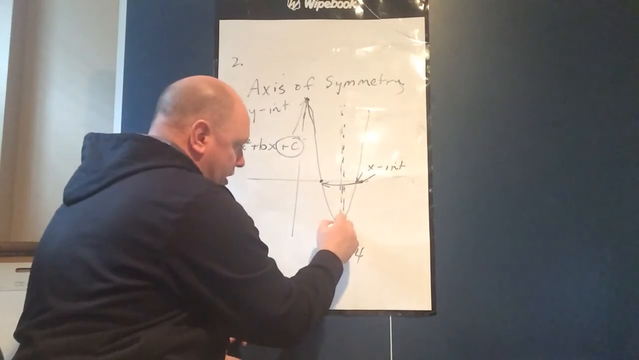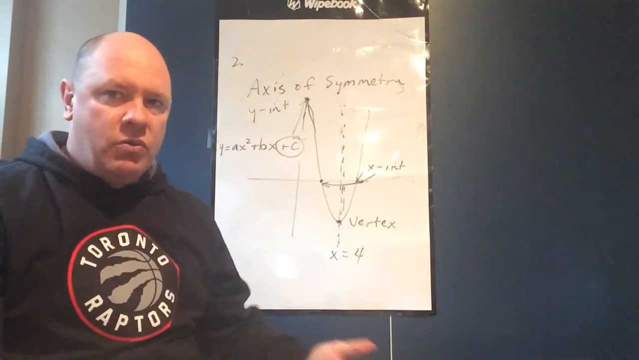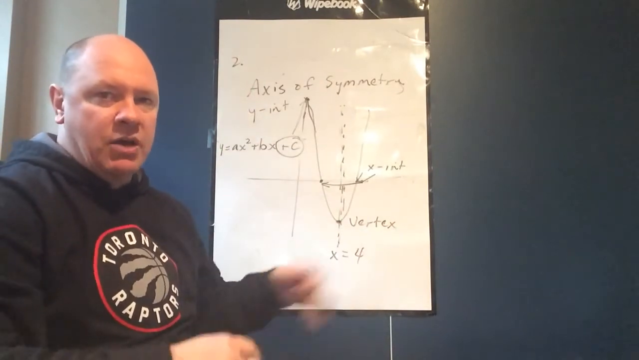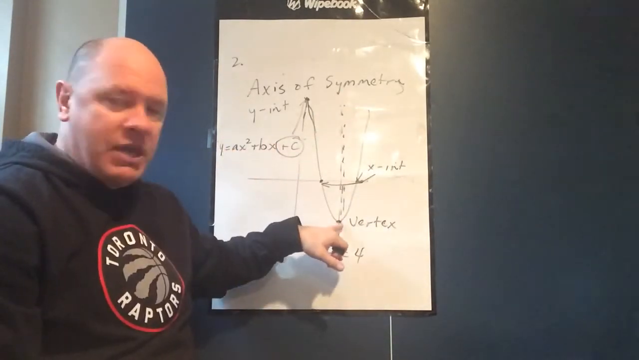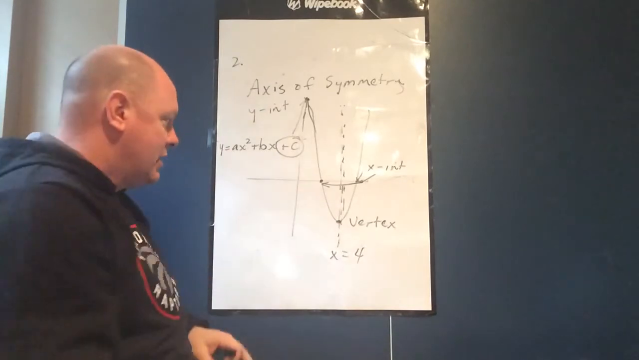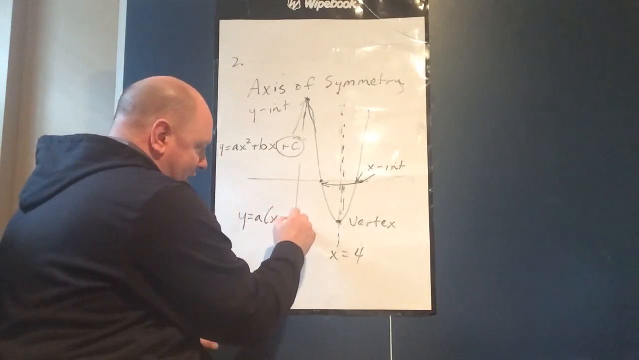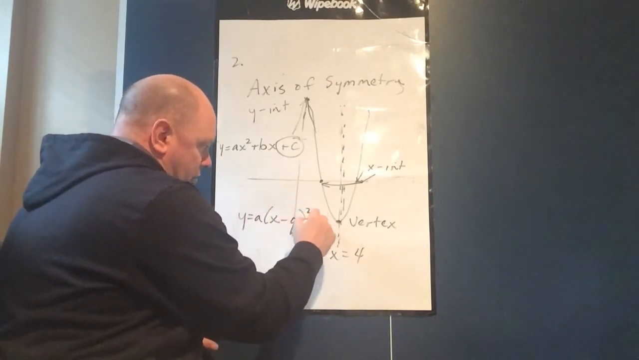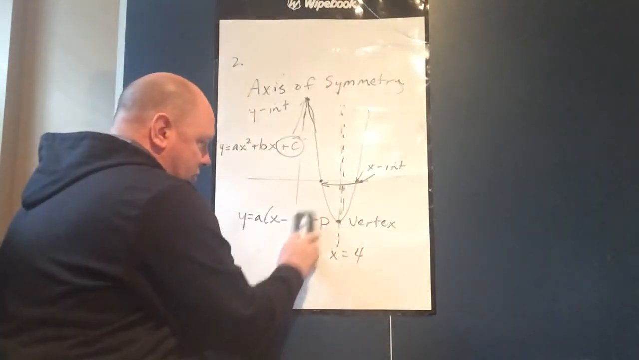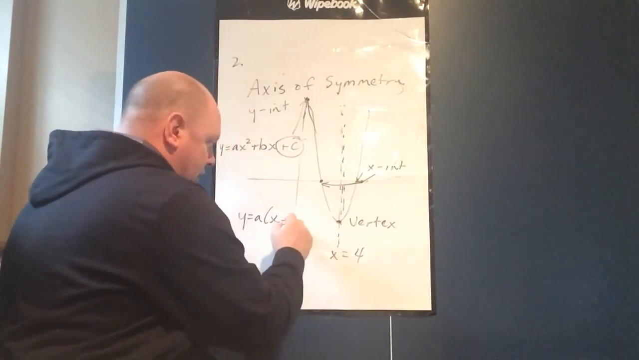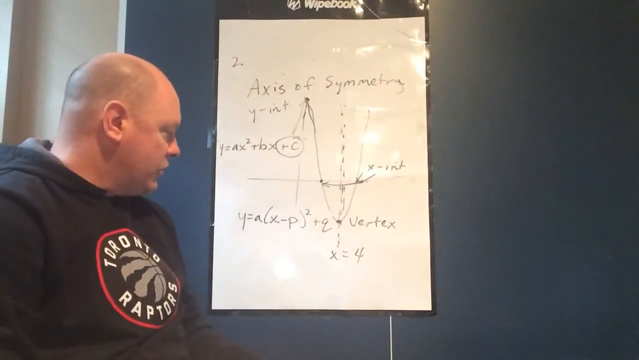Our last one that we're going to talk about is the vertex. The vertex can be your min value or your max value, depending on how the parabola is opening. In this case, the parabola is opening up, so we know we're going to have a min. If the parabola is opening down, we're going to have a max. The vertex form here is a(x minus p) squared plus q. It doesn't matter the letters. Sometimes they use different letters. So in that format, we're looking at our values.